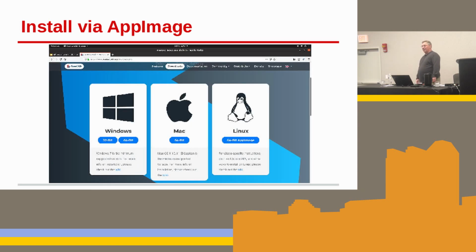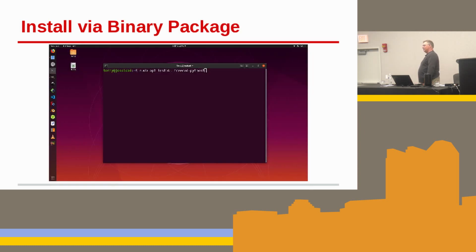Moving on, where do you get FreeCAD? If you go to their website, they'll have Windows, Mac, and Linux versions, but the Linux version is an AppImage. Do you understand what AppImage means? Basically, an AppImage is an executable that has all the libraries included, which makes the application a little easier to run across Linux platforms, as opposed to what I prefer, which would be just a binary package install.